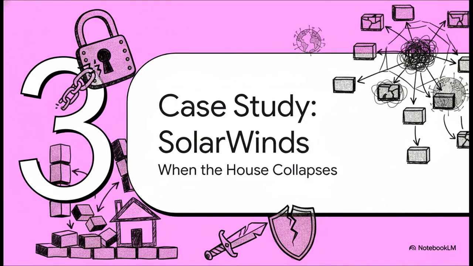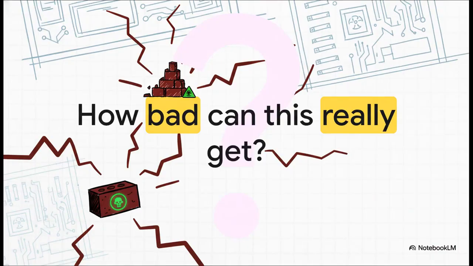Now, I want to be clear, this isn't just theory. We've seen what happens when this goes wrong in the real world, and the results can be absolutely catastrophic. The SolarWinds attack is probably the most infamous poster child for a software supply chain failure. And this is where you might be thinking, okay, but how bad can it really be? I mean, it's just one bad component, right? One poisoned brick can't bring down the whole neighborhood. Can it? Oh, yes, it can.